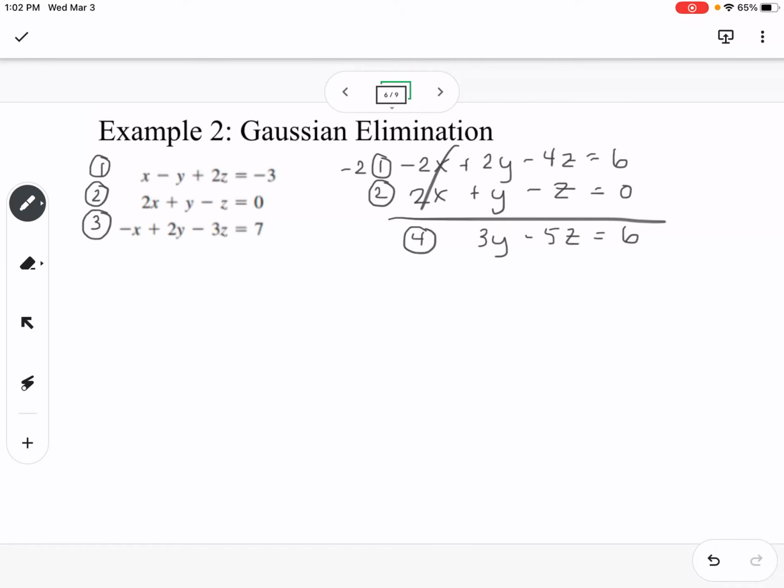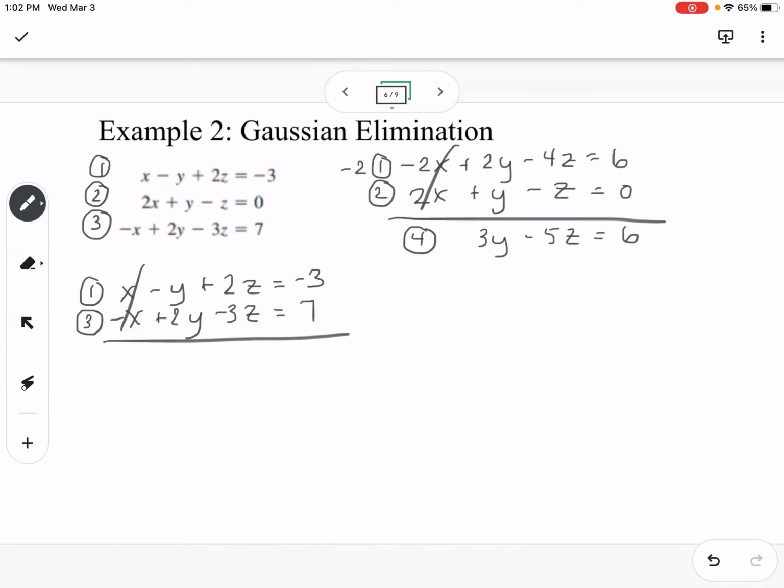Now I am going to take equation 1 and 3 and add them together, because they already have x values that will cancel when I add. This is equation 1, hard to write small. Okay, there's equation 3. Those x's will cancel. I'll have y minus z equals 4, and I'm going to call that equation 5.